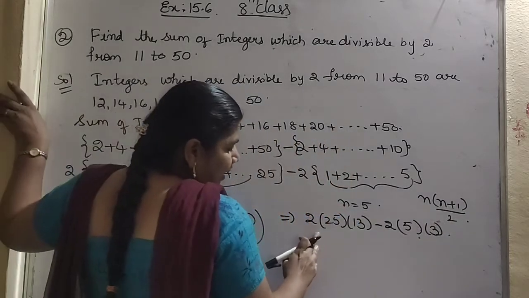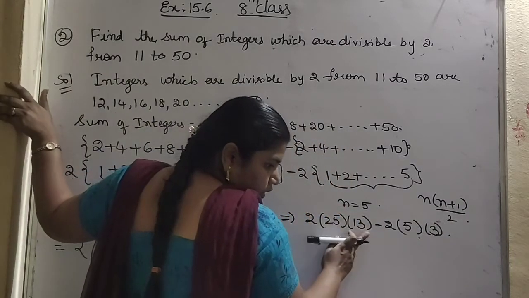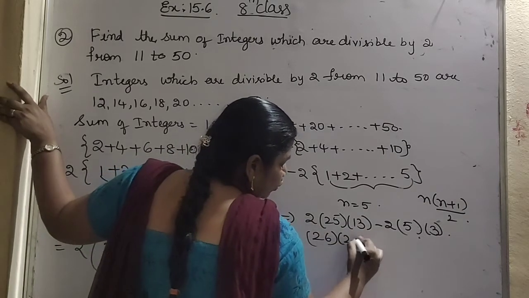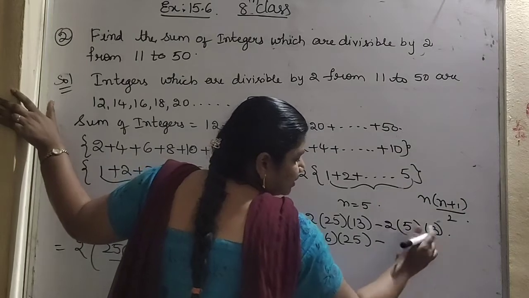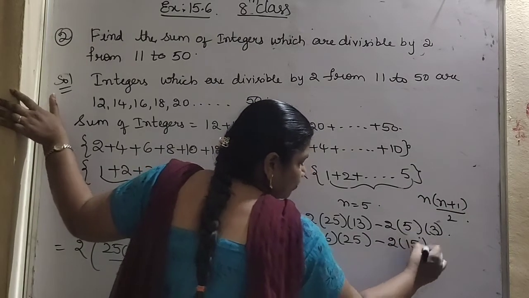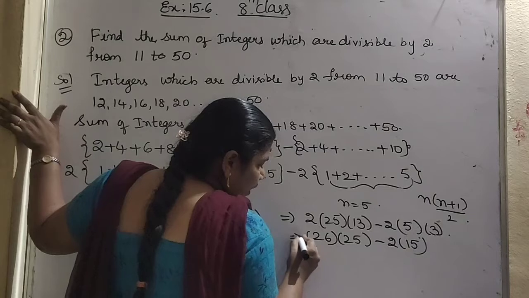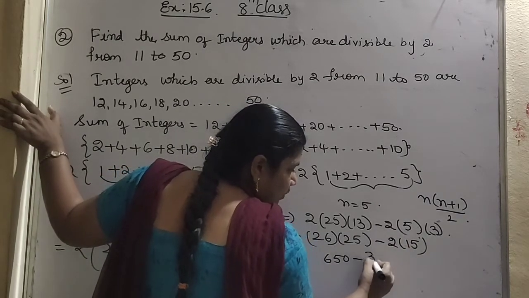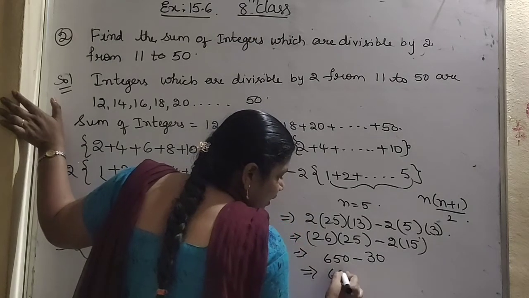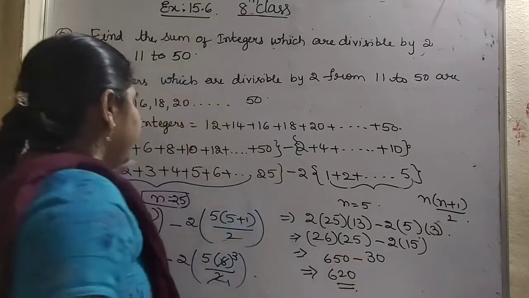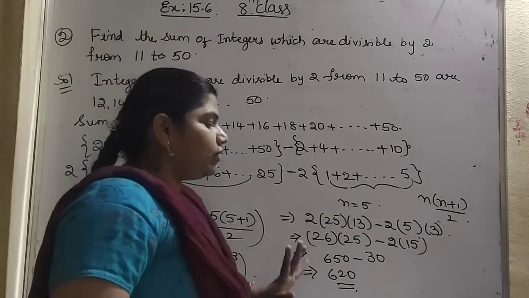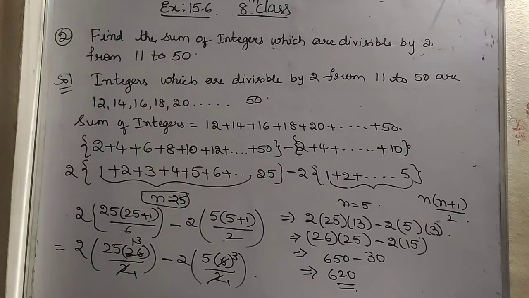So if you multiply 2 into 25 into 13, 2 13s will be 26 into 25, minus 5 threes will be 15, so 2 into 15. So 26 into 25 will be equal to 650, minus 2 into 15, which is 30. So what is the result? The result is 620. So if you add the numbers from 12 to 50 which are divisible by 2, the result will be 620. So this is our second solution.